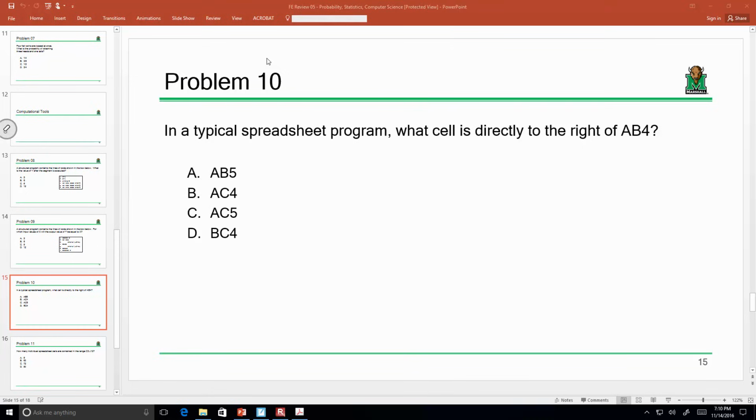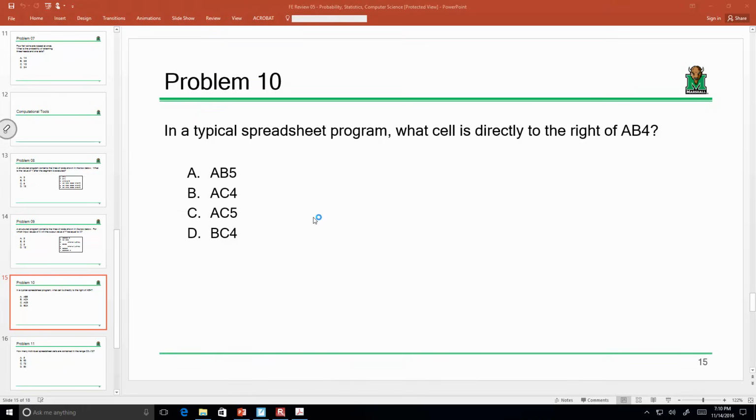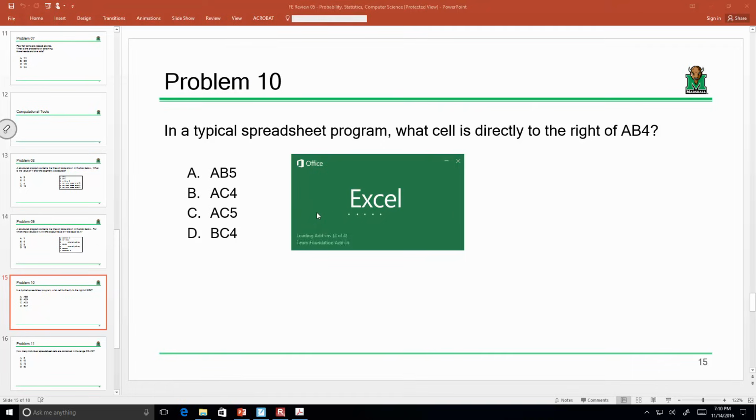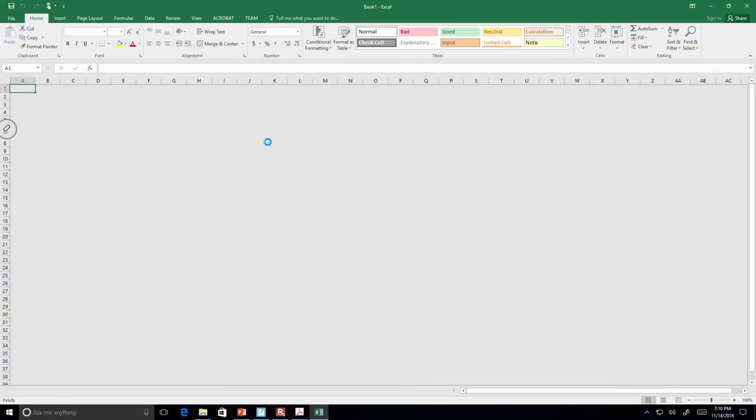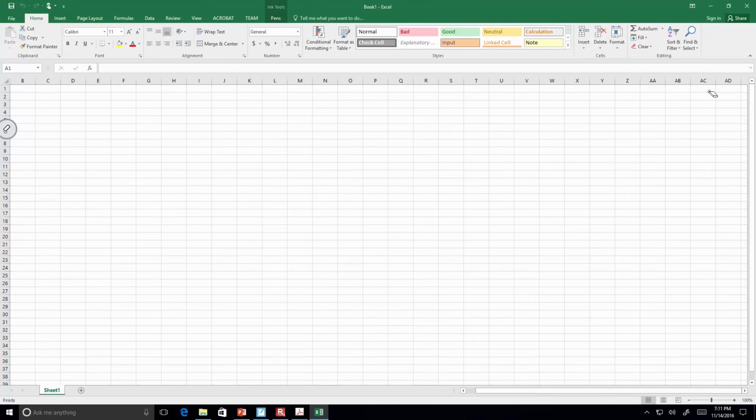The second are related to spreadsheets. So in a typical spreadsheet program, what is the cell directly to the right of AB4? AC4. You're exactly right. Okay. Now my solution to this problem is very exotic. We're just going to pull up Excel and look at it. No, but it took a second to visualize it in my head, yeah. You're right. That's the whole point, you know.